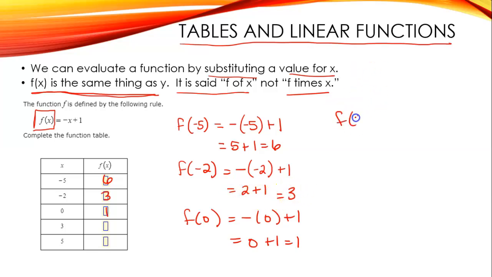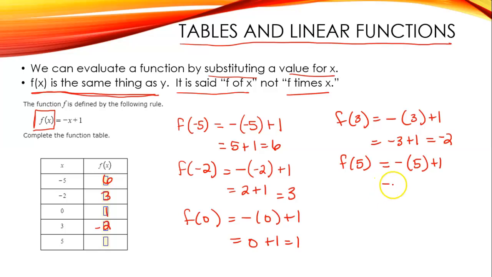F of 3, I'm replacing the x with 3. This time there's no negative to cancel out. A negative times a positive stays negative, and -3 plus 1 becomes -2. And f of 5, there's a negative on the outside. You're substituting a 5 for x, so a negative times a positive becomes a negative, -4.